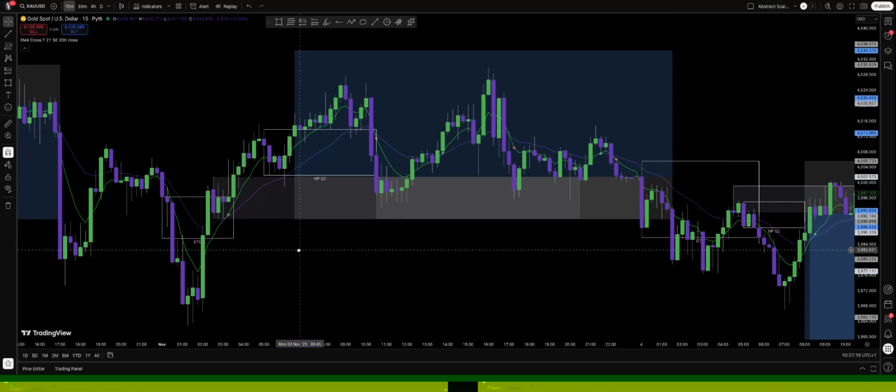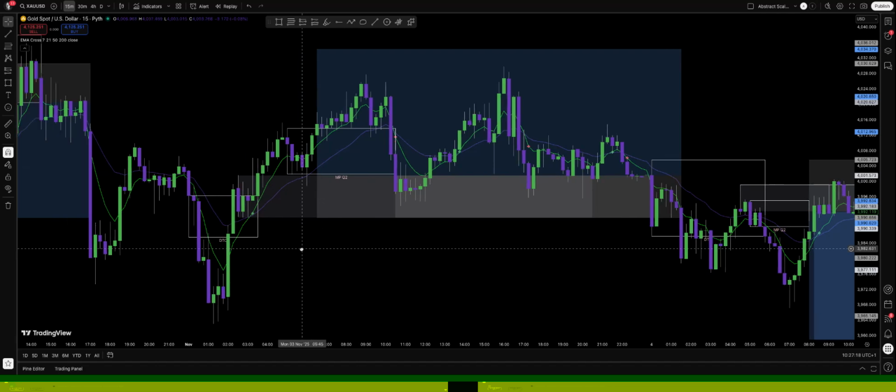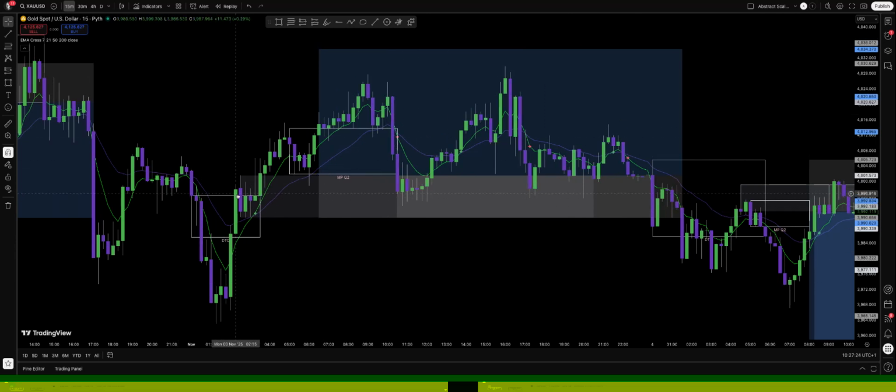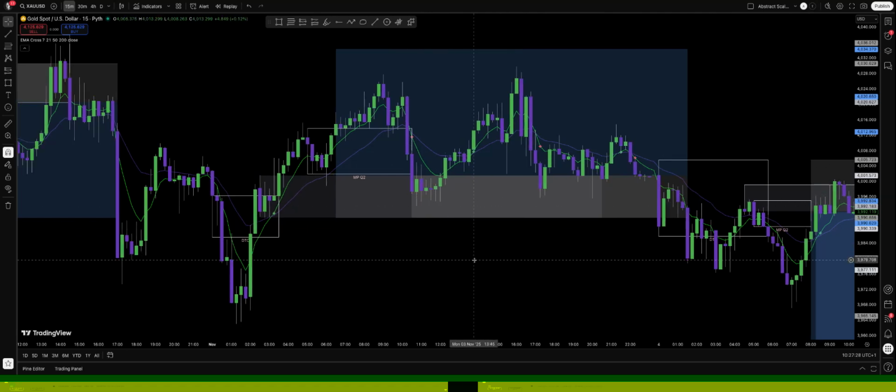And why do I draw this? It's because the algorithms from the brokers usually go back to this box to fill more orders and then choose a direction. And you can use it as a strong confluence. So that's the first one, the daily true open.